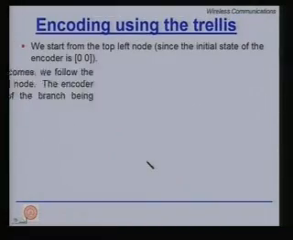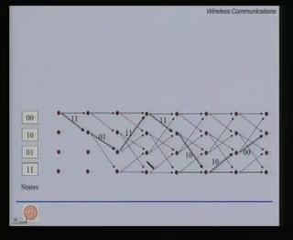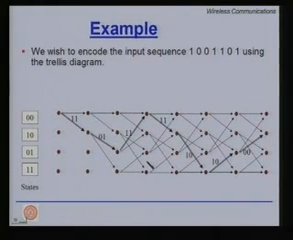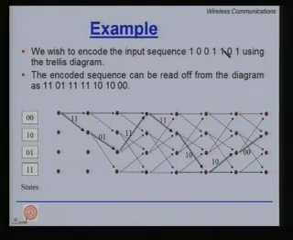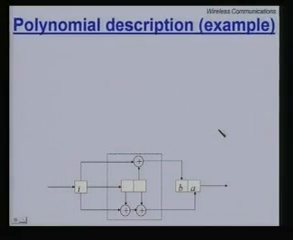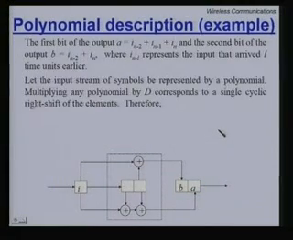So, now let us go back to our encoding process here, and we have observed that any input bit stream corresponds to a unique path in the trellis. So, you can also have a polynomial description of the convolutional codes, and what you can do is represent it in terms of a delay.